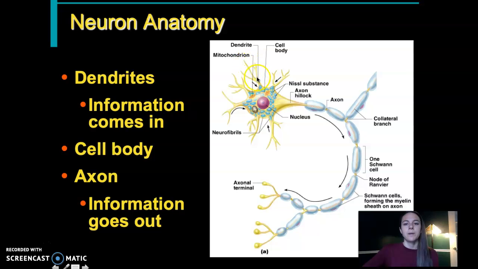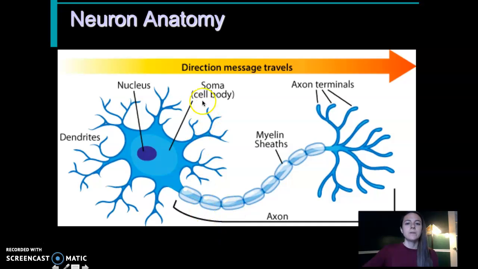Okay, so dendrites bring information in, axons send information out. And you can always determine the direction that a signal is going to travel based on where the dendrites are and where the axon is. It will always travel from dendrite through the cell body, down the axon, and out. So in this image here, the signal goes left to right. If we were to flip it around and the dendrites were over here and the axon was over here, then it would go right to left. Okay, so it always goes dendrites to axons.